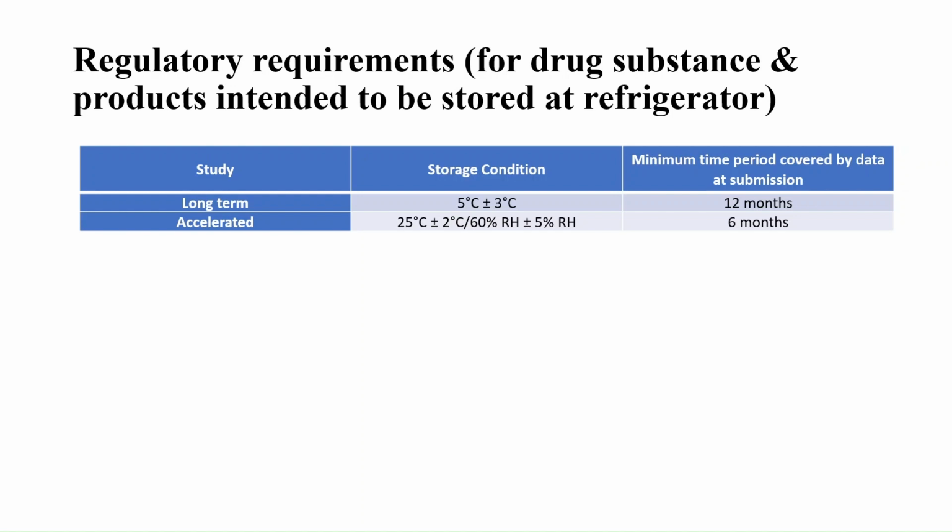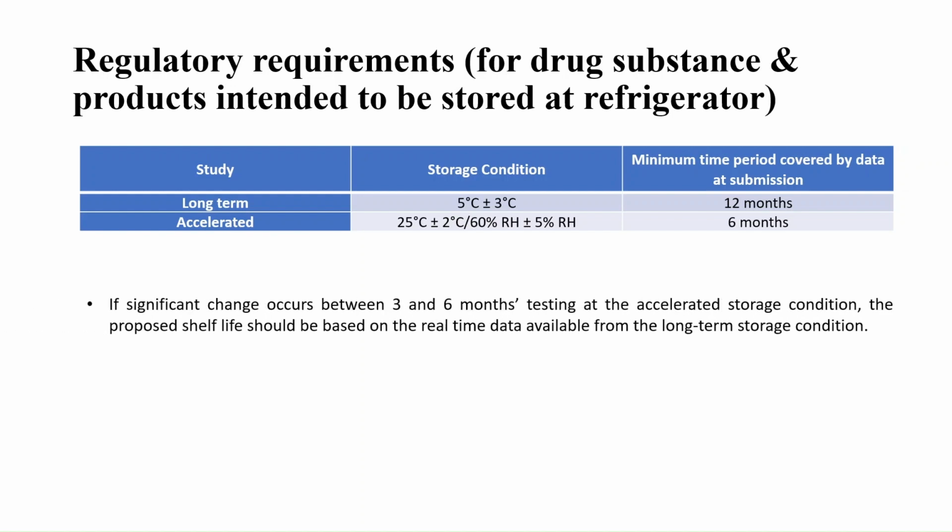Now, there are certain points which are very important here, and let's look at those. So, the first point is that if any significant change occurs between the 3 to 6 months of accelerated testing, then the shelf life would be based on the real-time data.